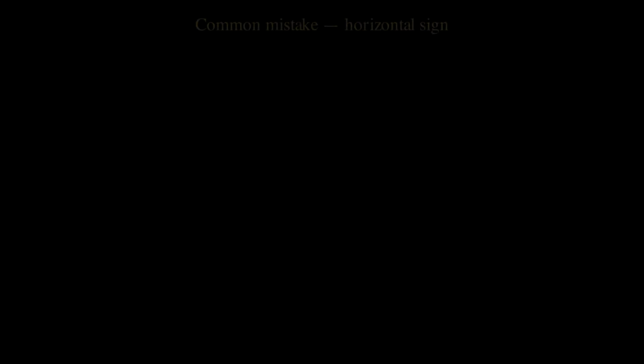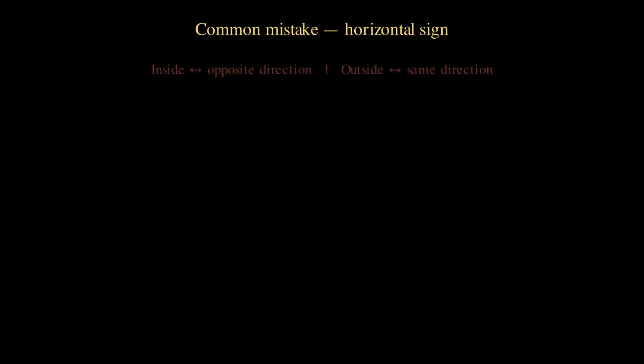Common mistake: horizontal shift direction. Students see x plus 2 inside and think the graph shifts right, but it shifts left. Remember, inside the function, the transformation runs opposite to the sign on x. Outside the function, shifts follow the sign directly. If you confuse this once, underline the inside part and ask what input makes the inner expression 0. That locates the new anchor.